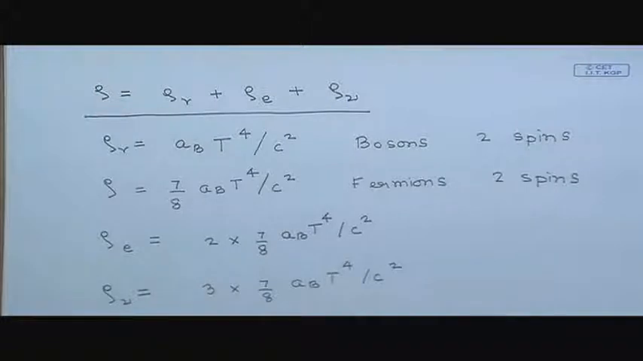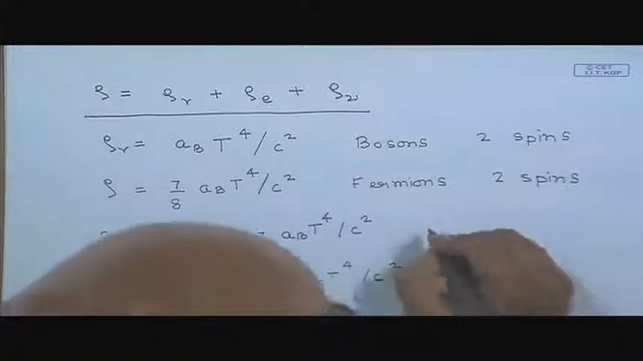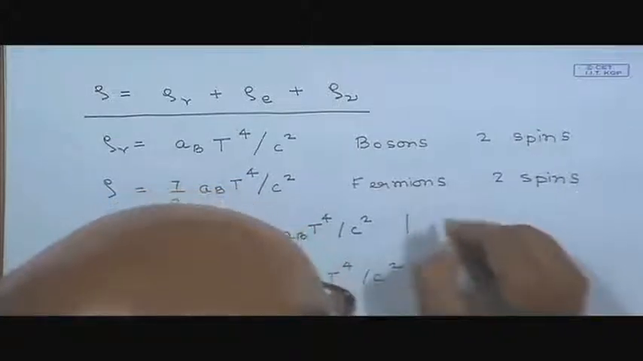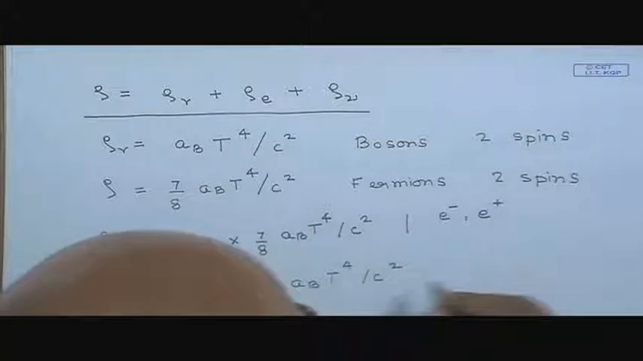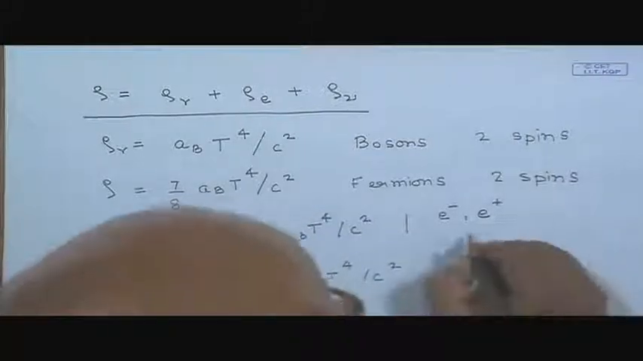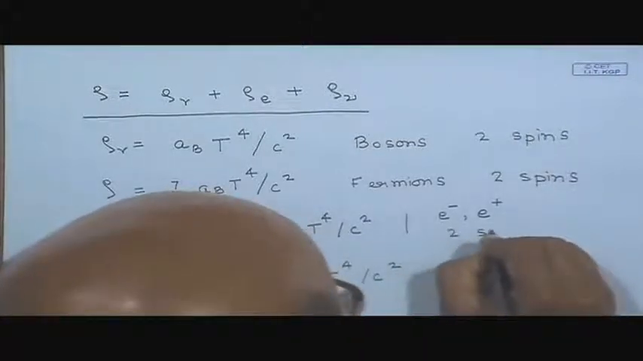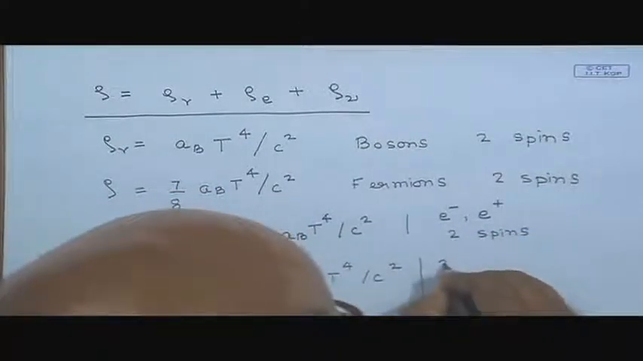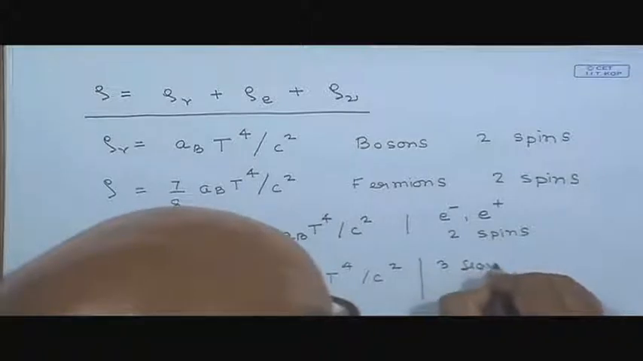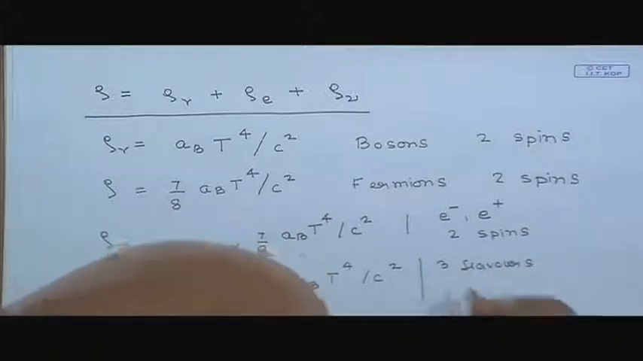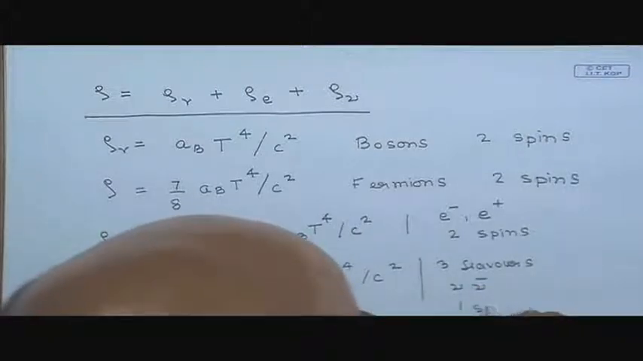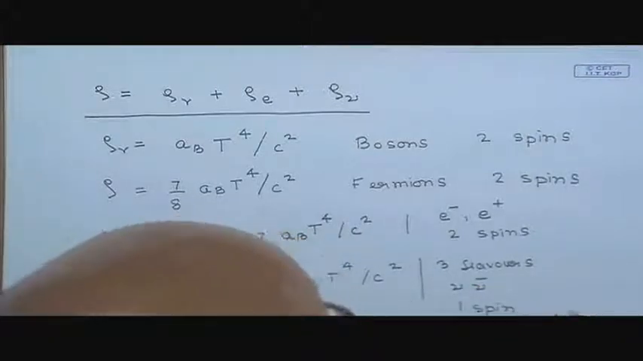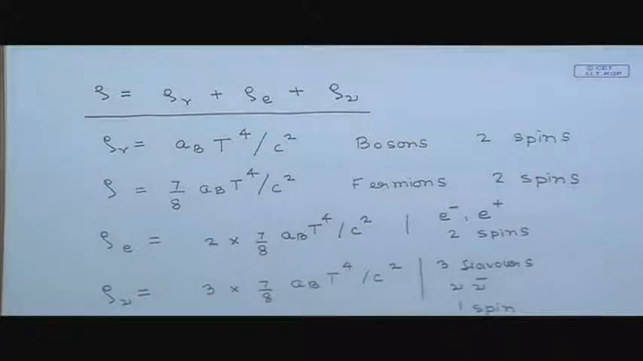So, we have worked out all the contributions. For the electrons, we have electron and positron, which is why we have a factor of 2 here, both of which have 2 spins. For neutrinos there are 3 flavors, then we have the neutrino and the antineutrino, but only one spin, which is why we just have a factor of 3 over here.